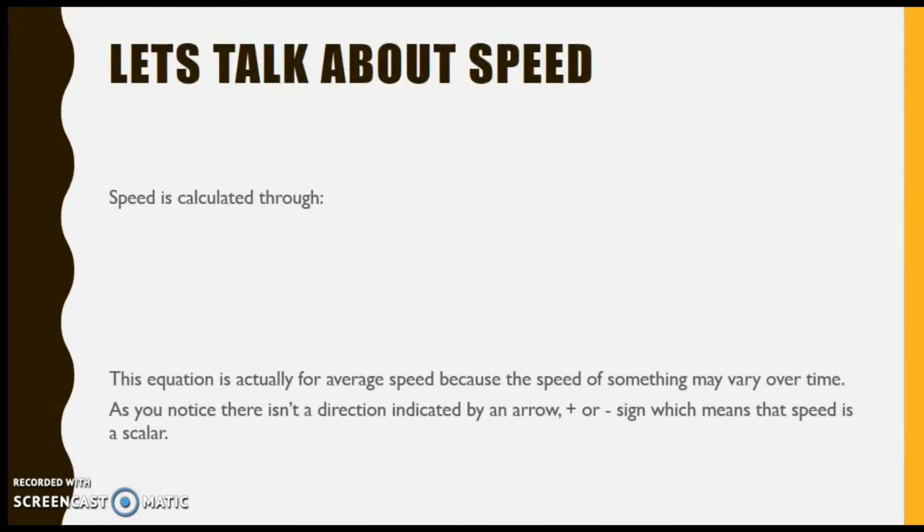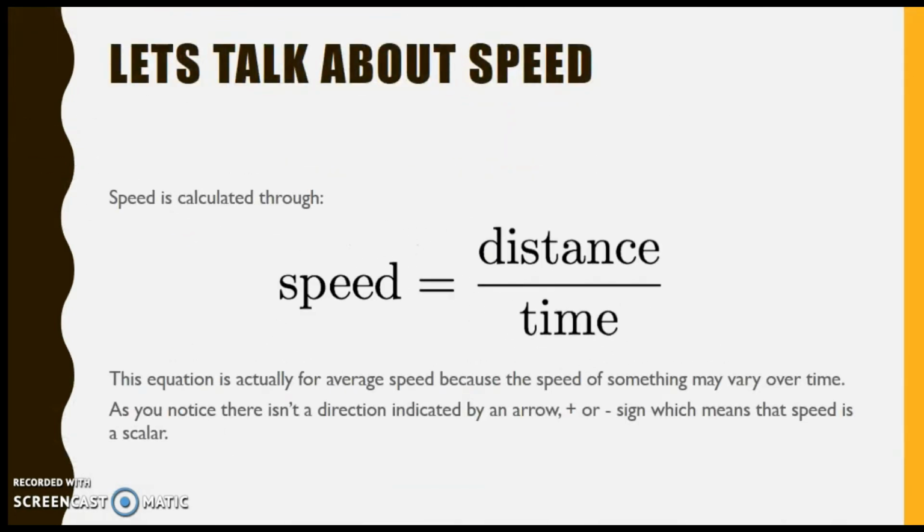Let's talk about speed. Speed is calculated through distance over time. This equation is actually for average speed because the speed of something may vary over time. As you notice, there isn't a direction indicated by an arrow, a positive, or a negative sign, which means that speed is a scalar.